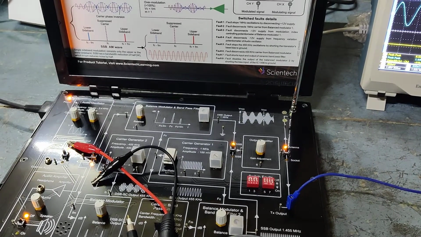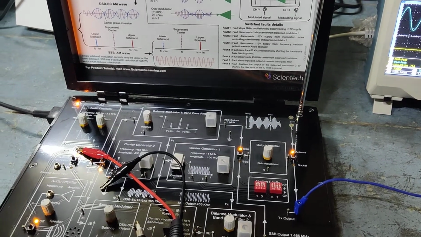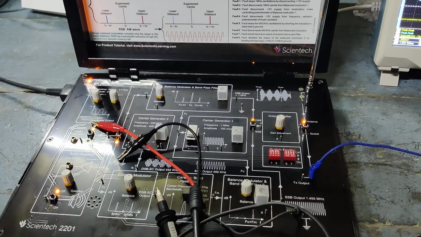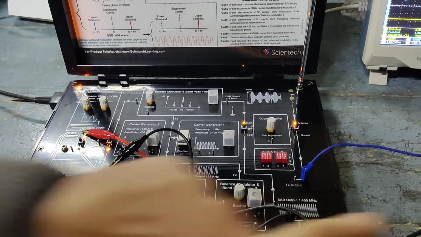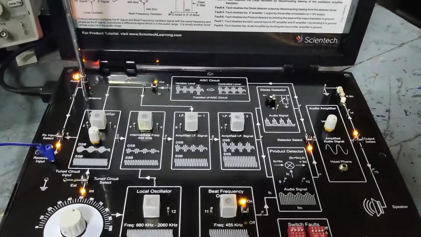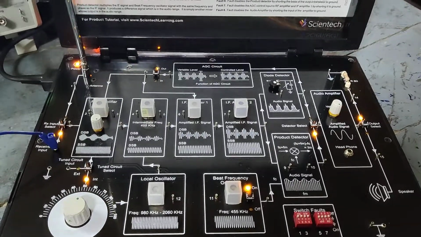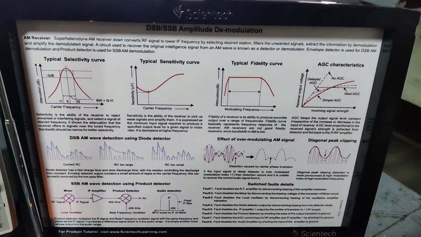In this practical today we'll be using the same kit, which is the DSB SSB AM transmitter, which will be used for transmission, and this one is the DSB SSB AM receiver, which will be used for reception.